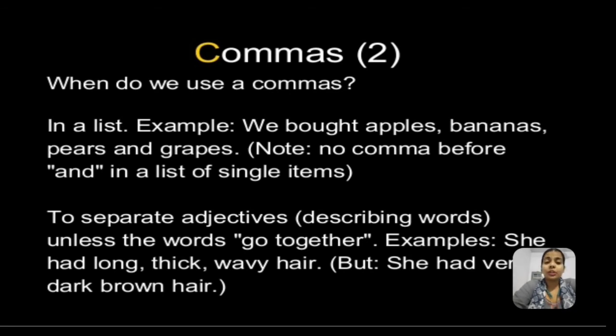To separate adjectives, we use comma, unless the words go together. For example, she had long, thick, wavy hair, but she had very dark brown hair. So for the things which go together, we don't use a comma to separate the adjectives.